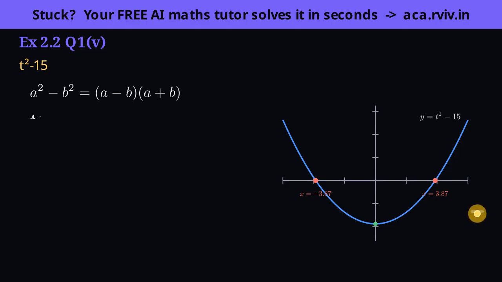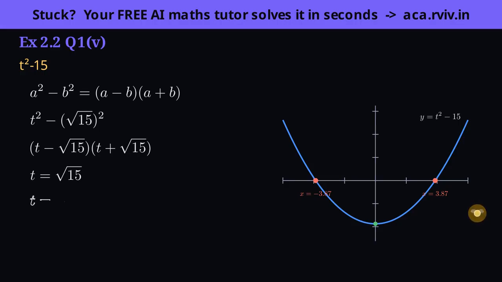To fit the pattern, we write 15 as root 15 squared. It looks odd, but root 15 squared is genuinely 15, so nothing has changed. We've just made the square visible. Now apply the identity with a as t and b as root 15. Set the first factor to 0: t equals root 15.